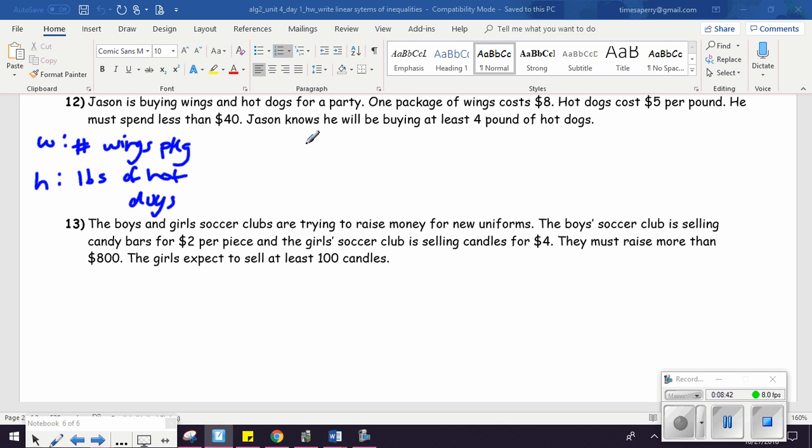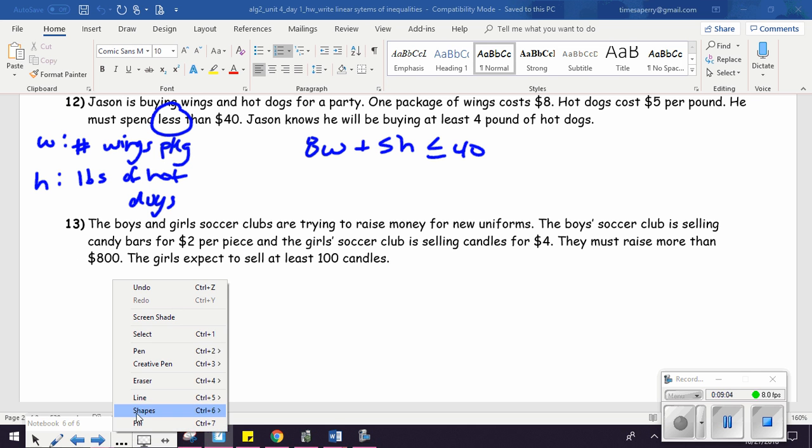So, we know a packet of wings is $8. So, 8 times W. Hot dogs are $5 a pound. So, plus 5 times H. And it has to be less than or equal to 40. Because oh, it says you must spend less than 40. Sorry. Just less than. So not equal to.